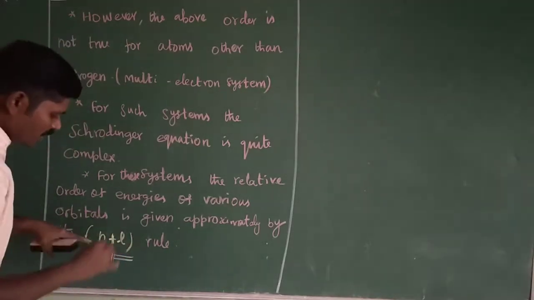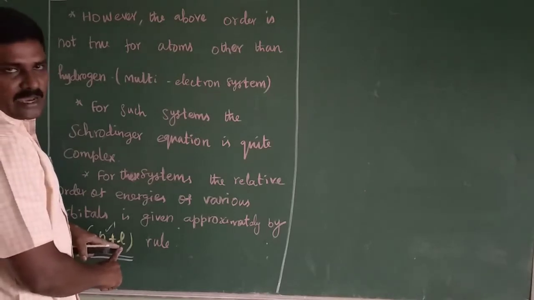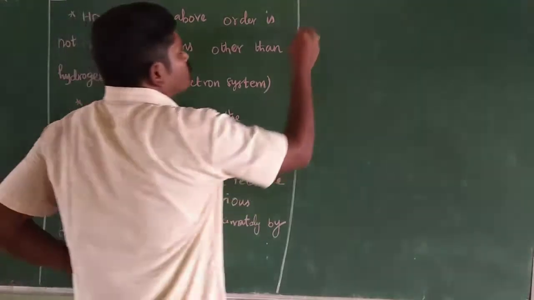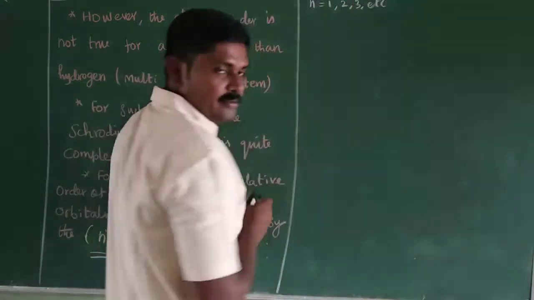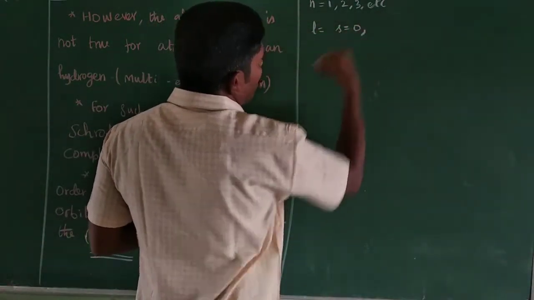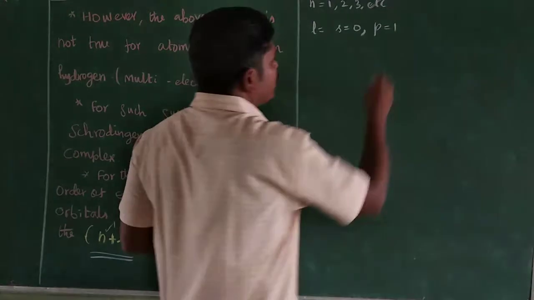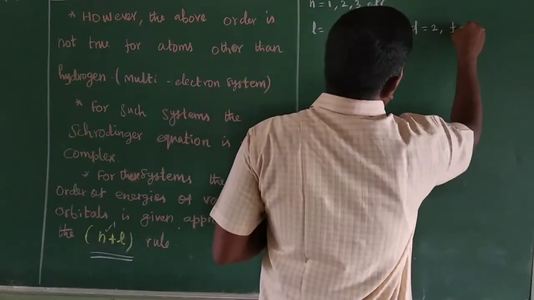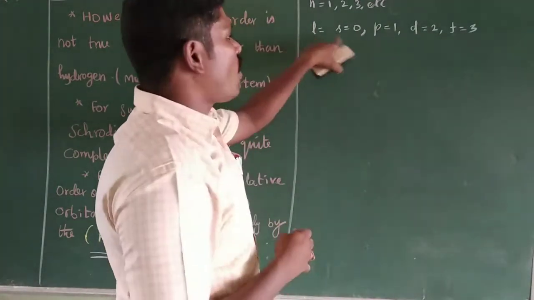In the n plus l rule, n is the principal quantum number and l is the azimuthal quantum number. n is equal to 1, 2, 3 and so on. The l value: s equal to 0, p equal to 1, d equal to 2, and f equal to 3.